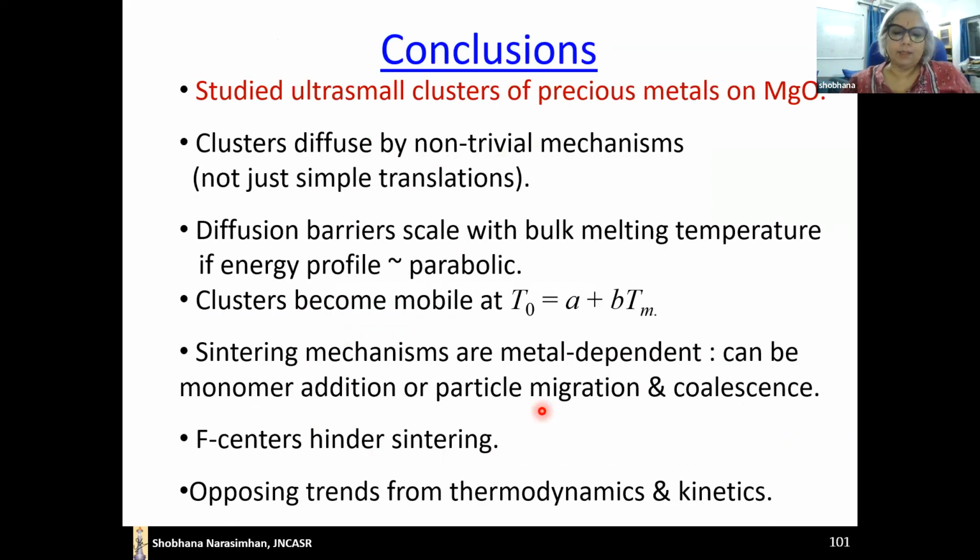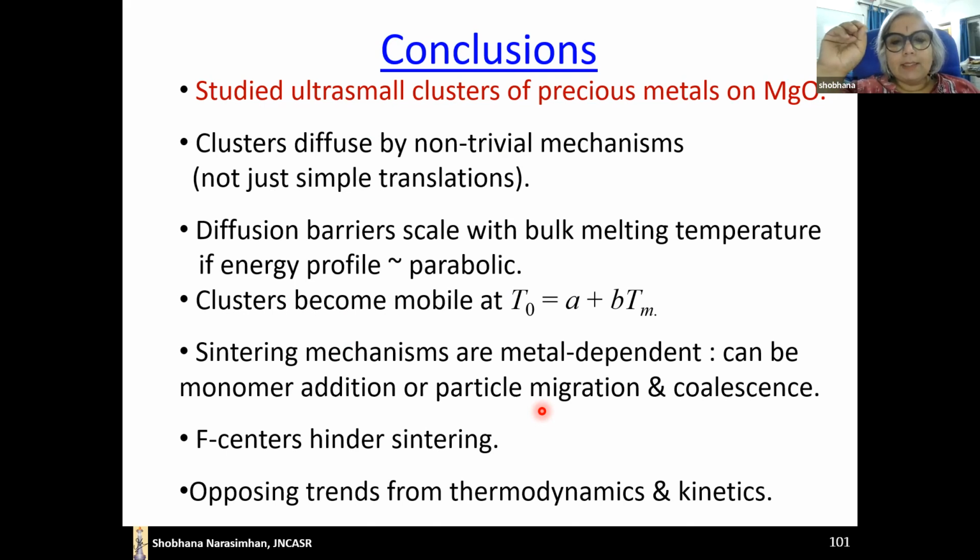So I'm done. What I wanted to just remind you, I've studied ultra small clusters of precious metals on MgO. My talk's been a bit different from the earlier ones in the series where people gave you maybe an overview of a field. I've chosen instead to take one specific problem and tell you in detail what we've done by it and what we can extract from it.